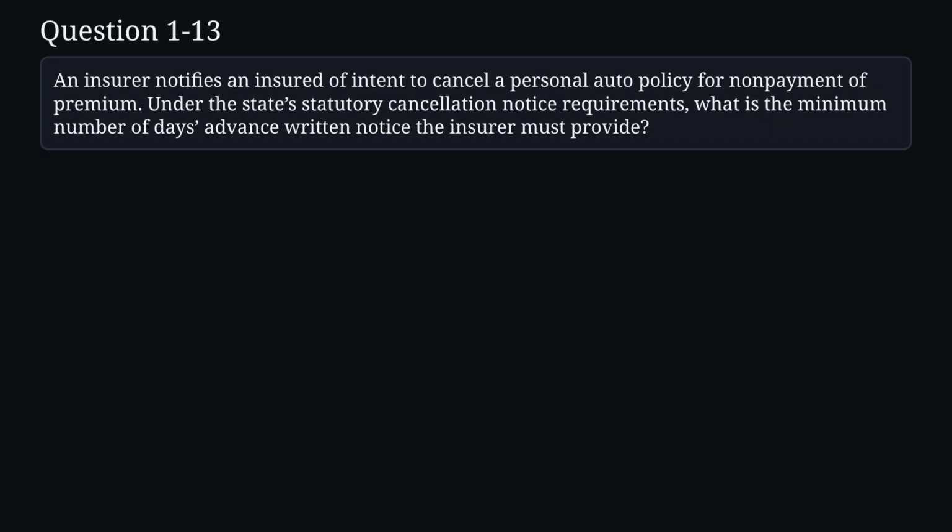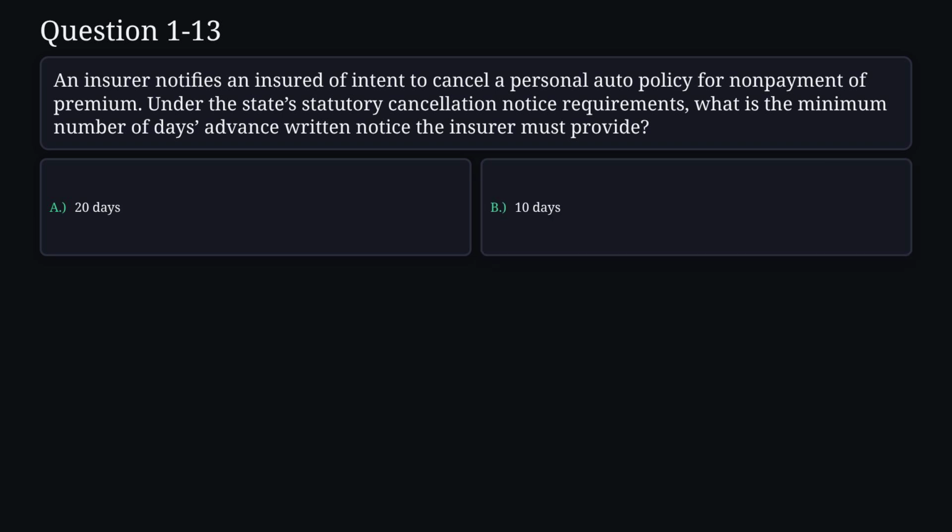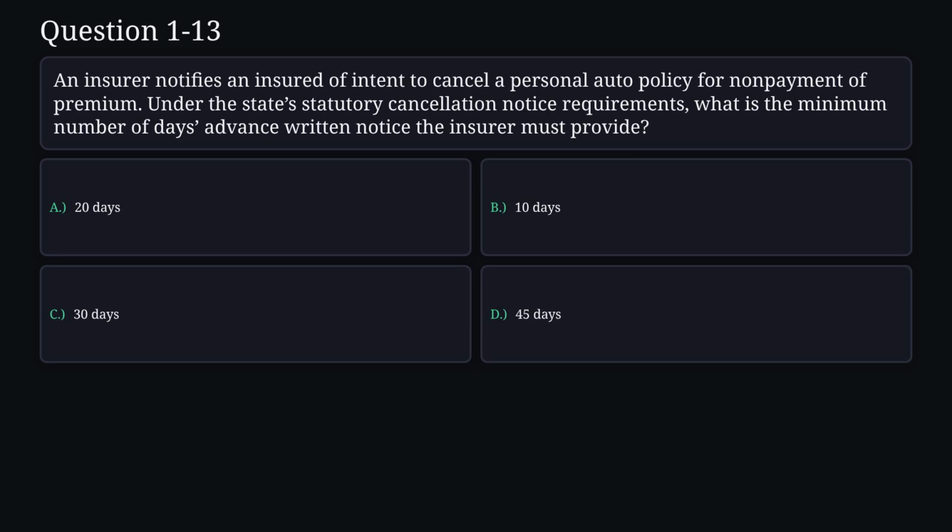Question 13. An insurer notifies an insured of intent to cancel a personal auto policy for non-payment of premium. Under the state's statutory cancellation notice requirements, what is the minimum number of days advance written notice the insurer must provide? A. 20 days. B. 10 days. C. 30 days. D. 45 days.